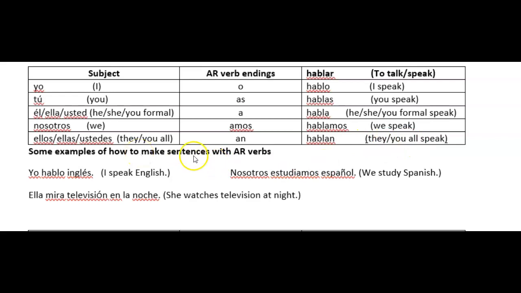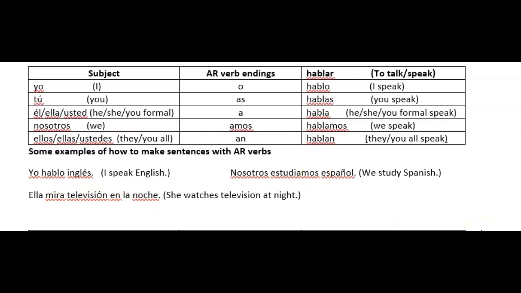Some examples of how to make sentences with AR verbs. Yo hablo inglés, I speak English. If I wanted to say you speak English, I would say tú hablas inglés. Nosotros estudiamos español. We study Spanish. Ella mira televisión en la noche. So ella is she. And then we can see from up here, ella changes to A. So the verb mirar changes to mira. Mira televisión en la noche.